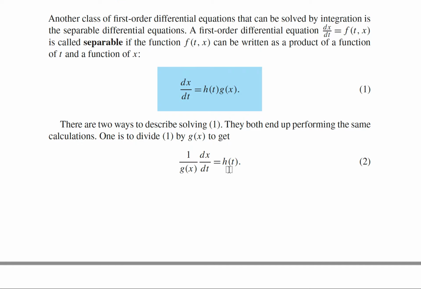Now what I do is integrate on the left hand side with respect to x, and on the right hand side with respect to t. The antiderivative of 1 over x squared is minus 1 over x. The antiderivative of cosine of t is sine t plus c. So, solving this equation, you can find the explicit form of x.